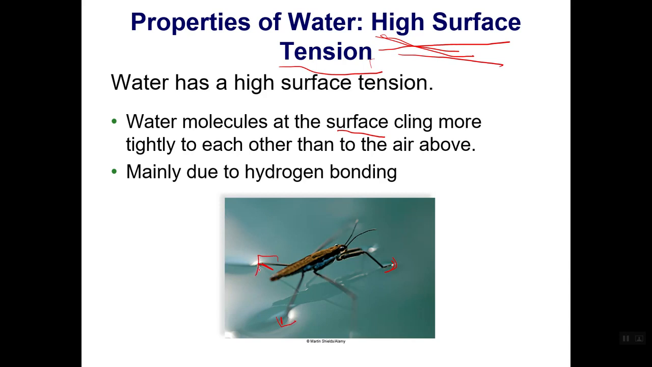The surface tension of water is so high because the molecules are clinging to one another due to cohesion, and they're not clinging to the air molecules. So these bugs or lightweight things can sit on top of water. And that's due to hydrogen bonding between water molecules.